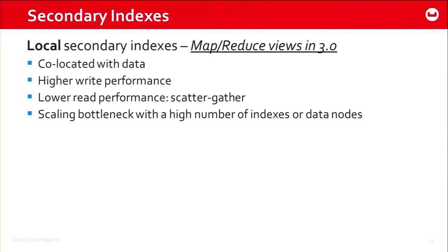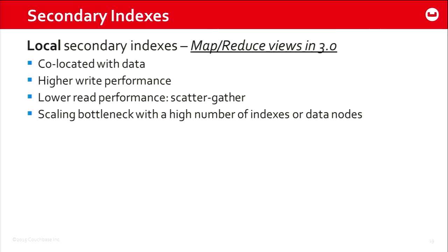So we do support what we call local secondary indexes in 3.0. Basically, the indexes are co-located with each of the data nodes. This is supported as map-reduce views in 3.0. So you have pretty good write performance because the index is co-located with the data that you're writing. As you're writing the data, you can update the index within the same node quickly.